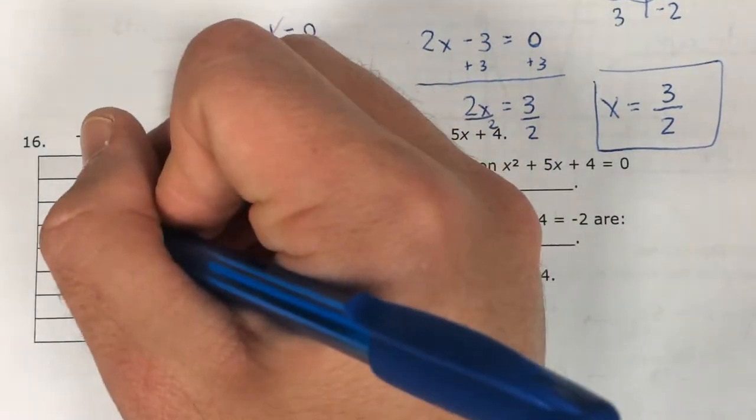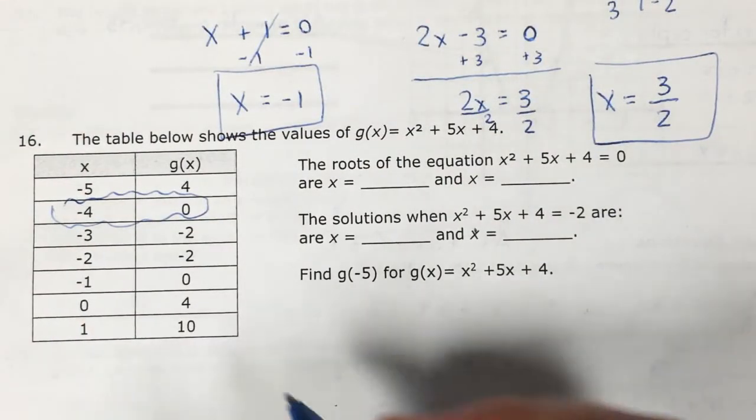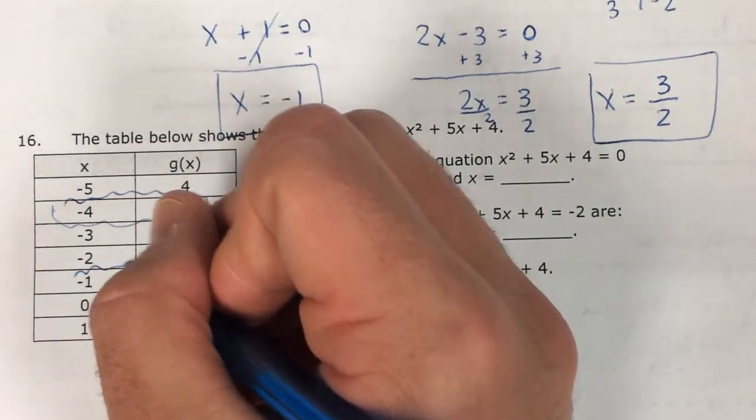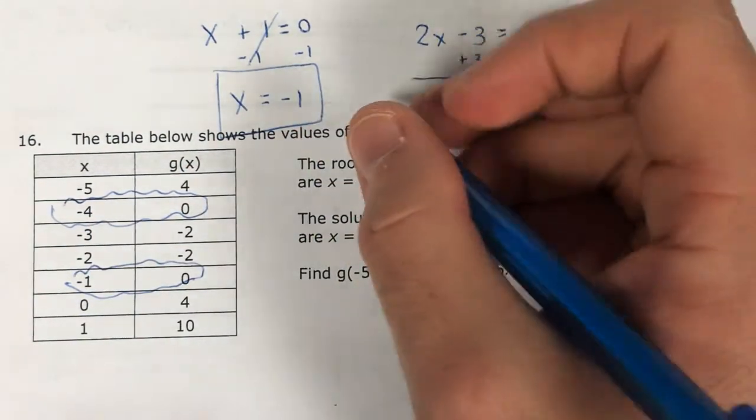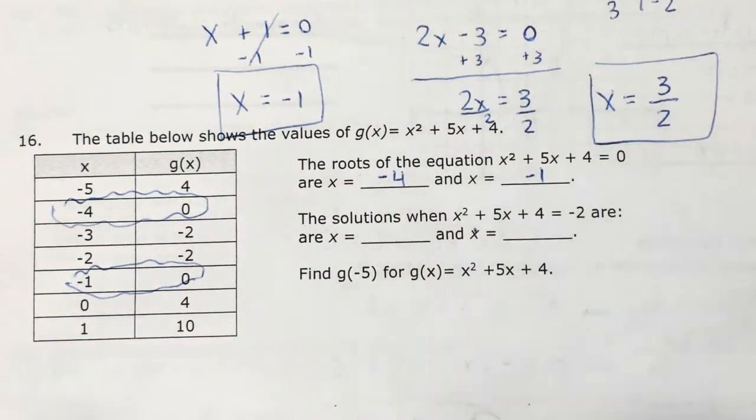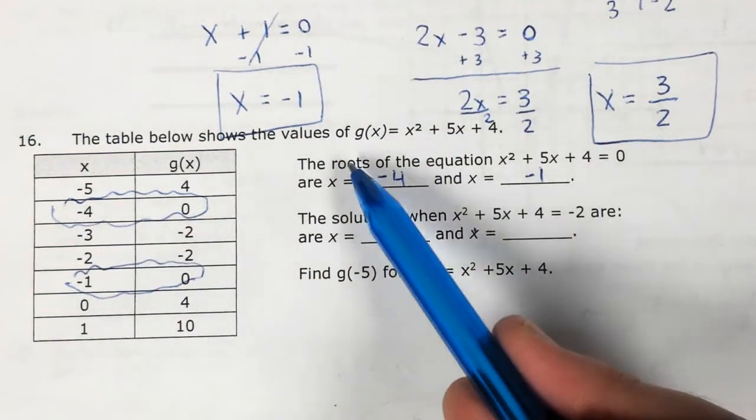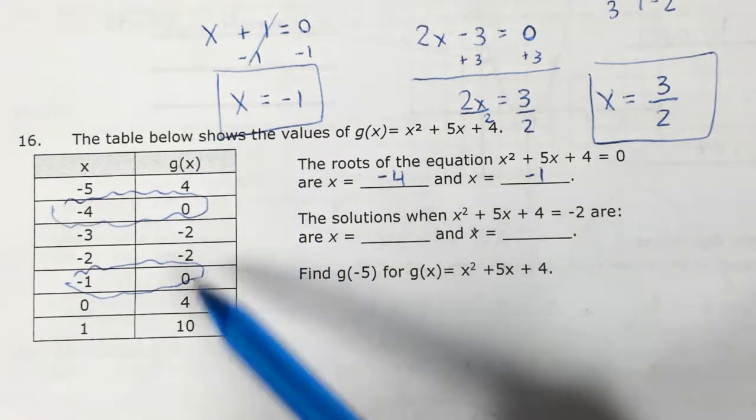So I go right here. Here's 1. And then here's another one right here. Remember, I have to look and see if there are 2 answer choices. So my answers are x equals negative 4 and x equals negative 1. These come from these points right here, because remember, my roots are my x-intercepts, where my y value is equal to 0.